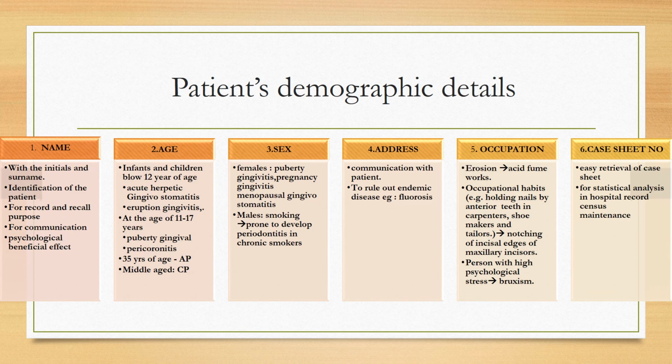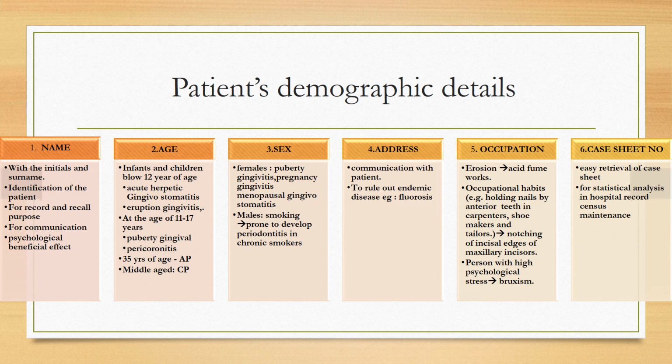Also the gender should be noted, as some of the diseases will be different in females and males. In females, puberty gingivitis, pregnancy gingivitis, and menopausal gingivostomatitis. And in males, smoking patients will be more, who are prone to develop periodontitis in chronic smokers. The address is important for communication with the patient and to rule out endemic diseases like fluorosis.